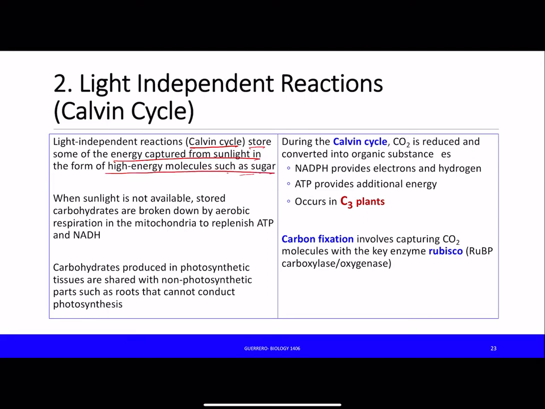So there are going to be times when sunlight is not available. It could be stormy outside, it could be a cloudy day, or it could just be night. And the plant's still going to need access to energy. So when sunlight's not available, the organism that's photosynthetic is going to break down these carbohydrates that we've made in photosynthesis so that they can have energy to do all of the stuff that they need to do. Okay?